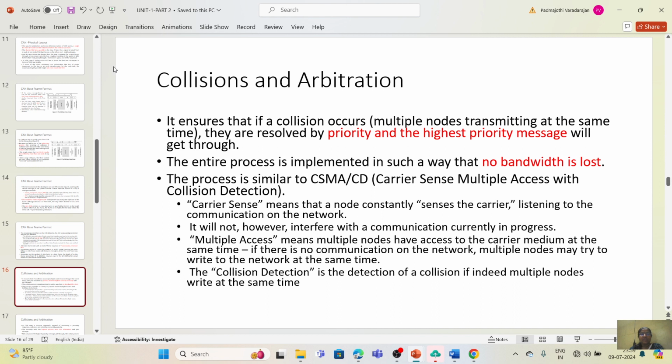The next thing will be collision and arbitration. It ensures that if a collision occurs, it is resolved by priority, and the highest priority message will get through.